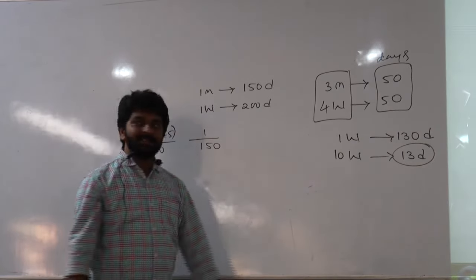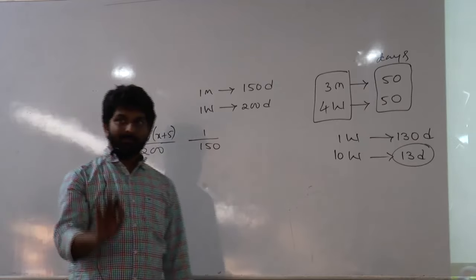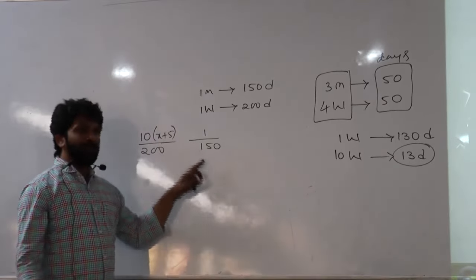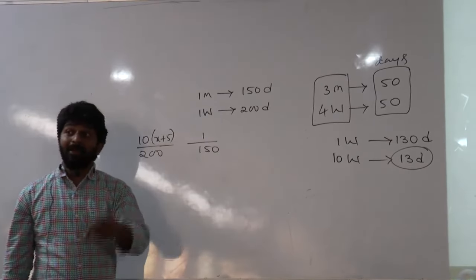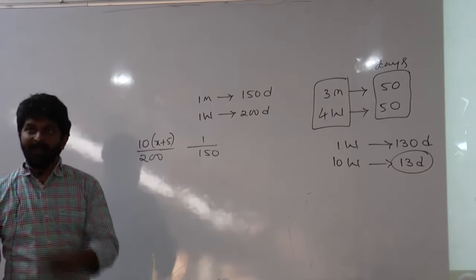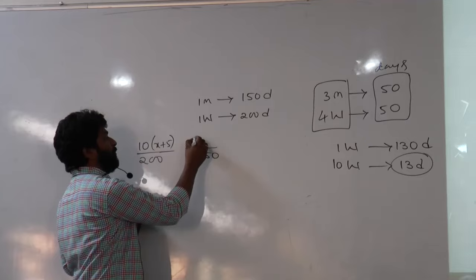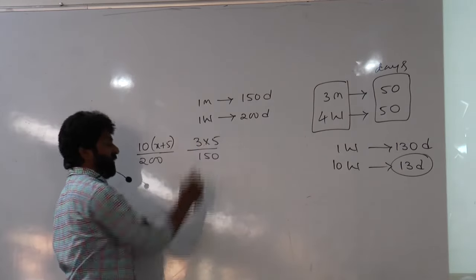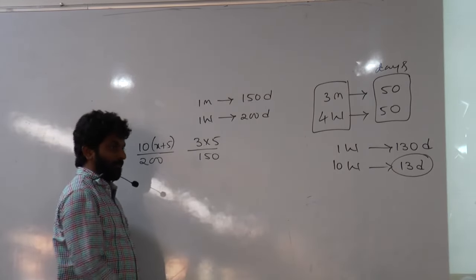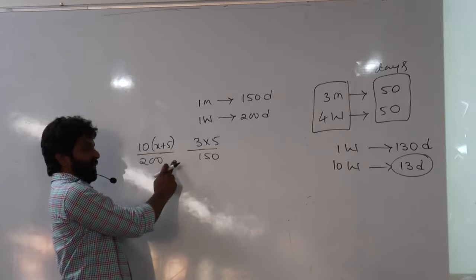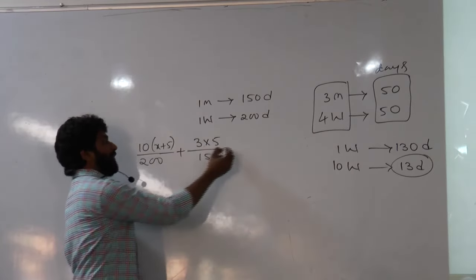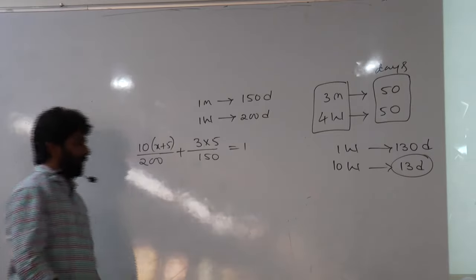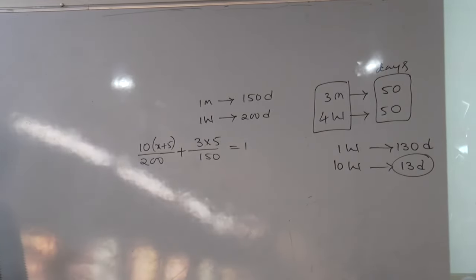How many men started here? 3 men. 1 man's work is 1 by 150. 3 men's work is 3 by 150. 3 men worked for how many days? 5 days. Then that is equal to 3 into 5 by 150. This is the total work of women and this is the total work of men. Working together they have completed the work, which is equal to 1. Solve the equation, you will get the X value.